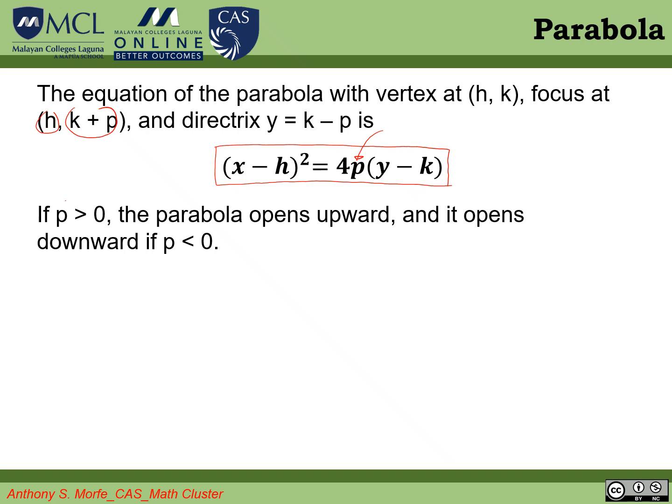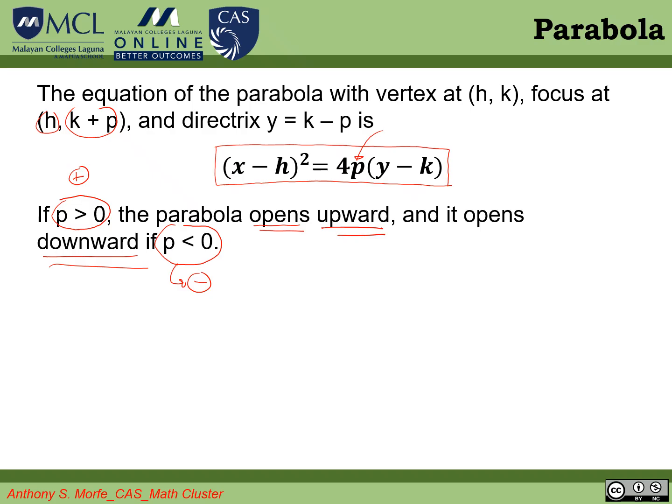If this is greater than 0, what does it mean? Greater than 0 means positive values. If p is positive, of course 4 is positive, so positive times positive, the coefficient of this quantity should be positive. If that happens, then the parabola opens upward. Otherwise, it opens downward. If p is less than 0, negative. Less than 0 means negative. So for example, if this is negative 1, so negative 1 times positive 4, that becomes negative. So that makes the parabola open downward.